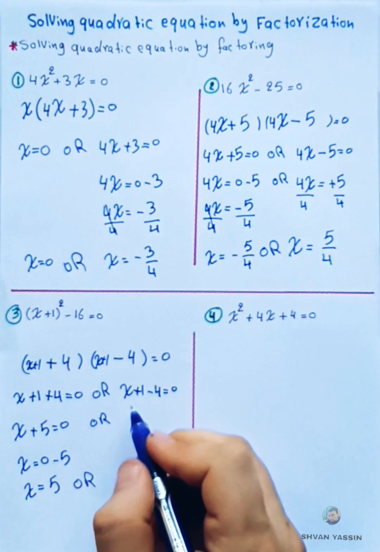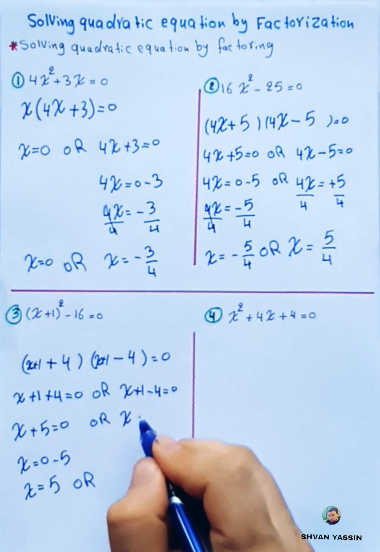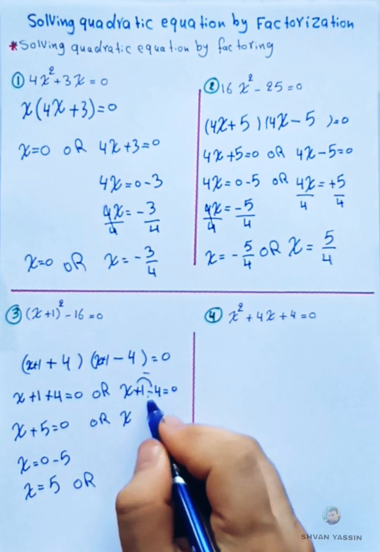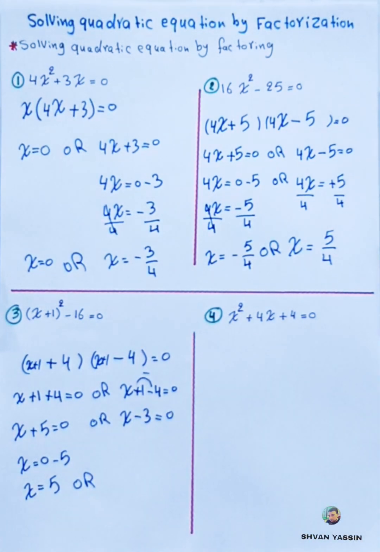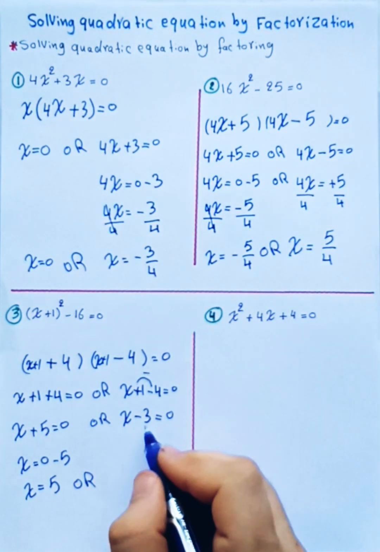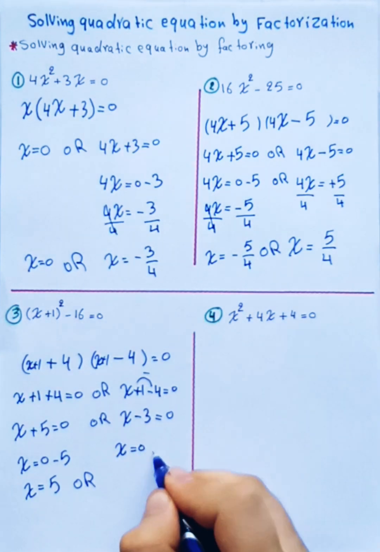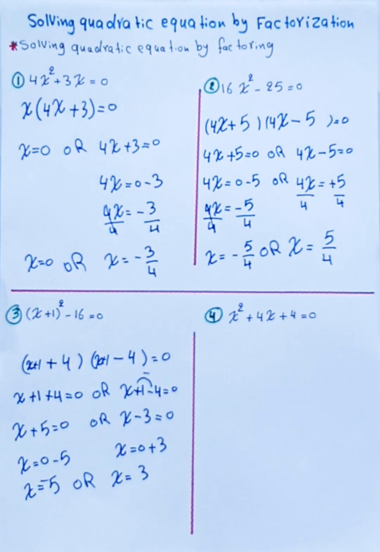or the second expression, x plus 1 minus 4 equal to 0, so you can simplify. Positive times negative is negative, you have to subtract these two numbers. 4 minus 1 equal to 3, the sign of the large number is negative. X minus 3 equal to 0, you have to change the place of negative 3 to the right side, so x equal to 0 plus 3, x equal to 3. So the solutions are x is equal to negative 5 or x is equal to 3.